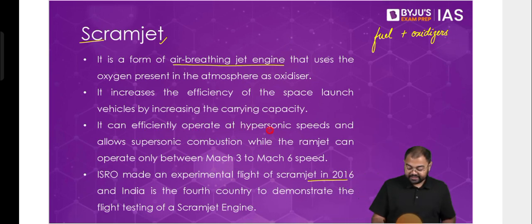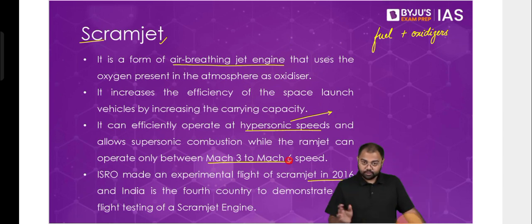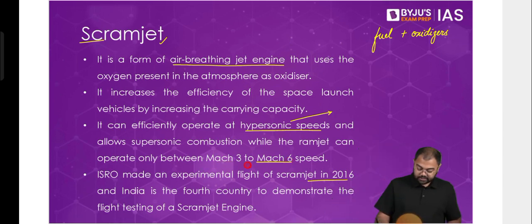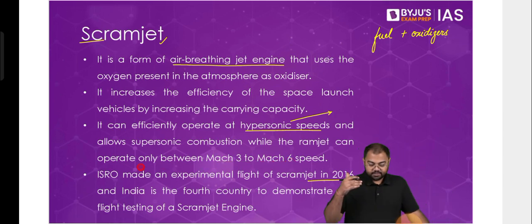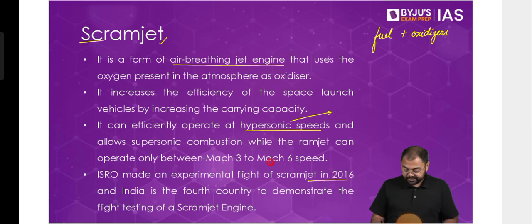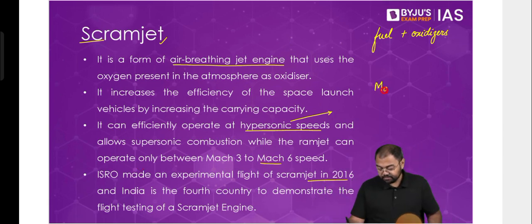What do we mean by hypersonic? As you can see here, the normal ramjet can operate between Mach 3 to Mach 6 speeds. This can operate beyond Mach 6. All right. So when we say Mach 1, that is basically the speed of sound. Mach 1 is the speed of sound.